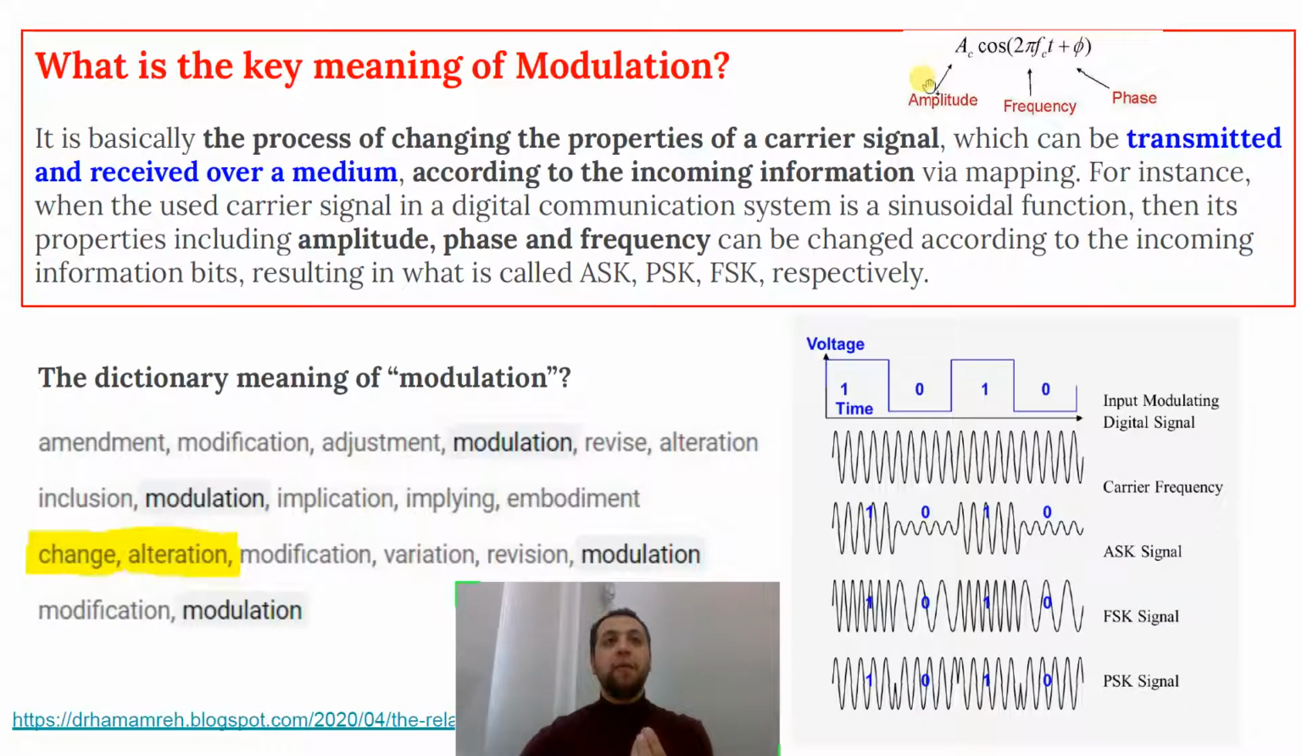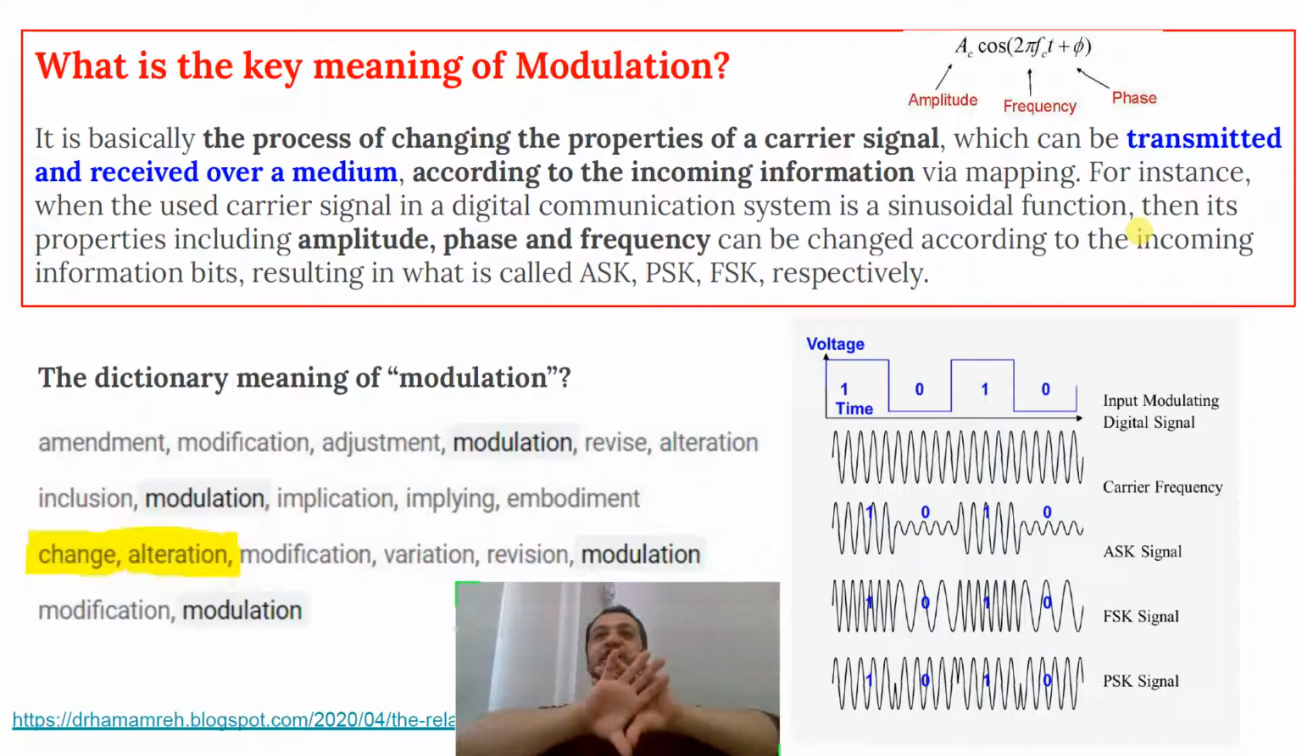then its properties, including amplitude, this is the amplitude A_c, phase, which is theta, and frequency, which is f_c, can be changed. All of them, you can change them according to the incoming information bits, the data bits that you want to modulate, and this will result in what's called amplitude shift keying, phase shift keying, frequency shift keying.